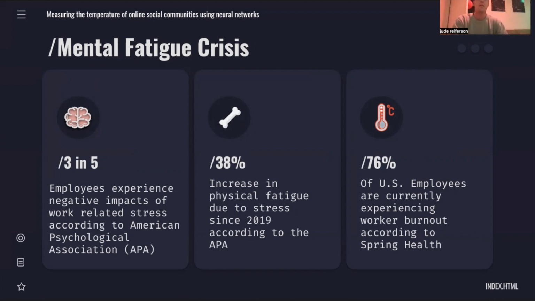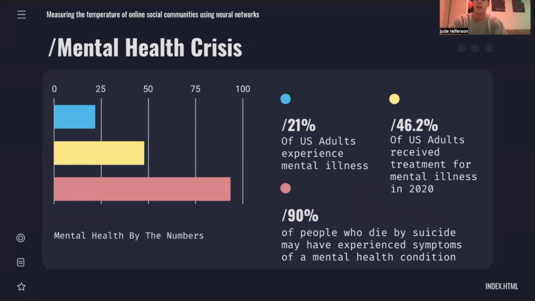This shows that mental fatigue is perhaps one of the most pressing challenges that we're currently facing. And this is on top of a mental health crisis that has been plaguing the country and growing for years. As of now, 21% of US adults are experiencing mental illness, and 46.2% of US adults are receiving treatment for these mental illnesses. And we know that mental illness is one of the key indicators of potential suicide. In fact, a recent study found that 90% of people who die by suicide may have experienced symptoms of a mental health condition. This makes the mental health crisis an incredibly serious challenge that the country is facing, and one that every member of our group was extremely passionate about trying to fight.